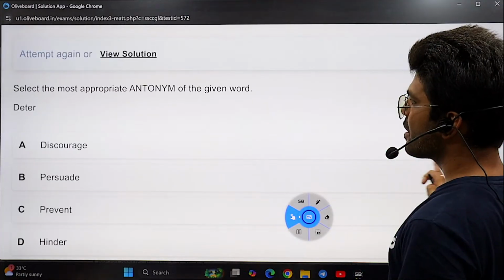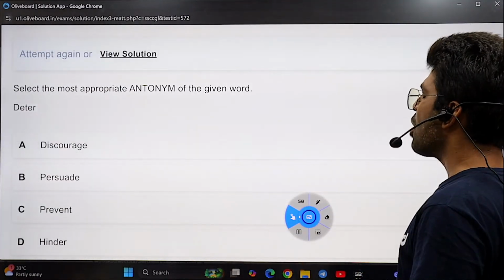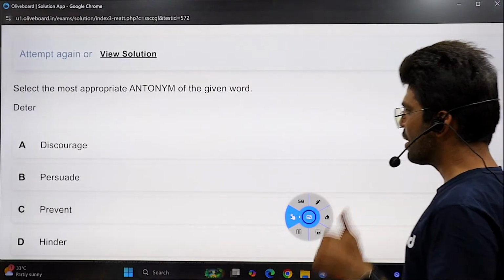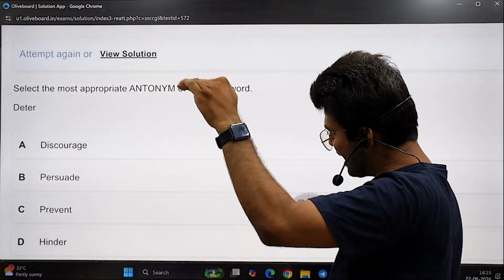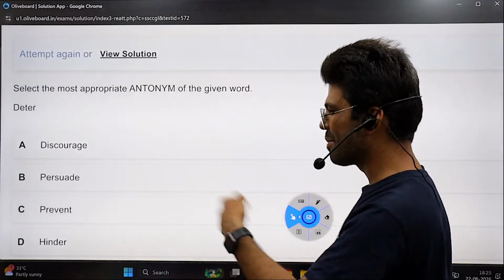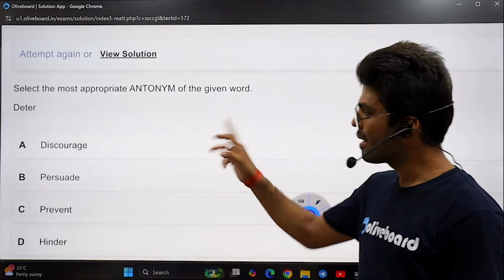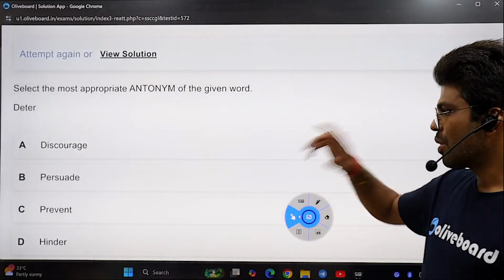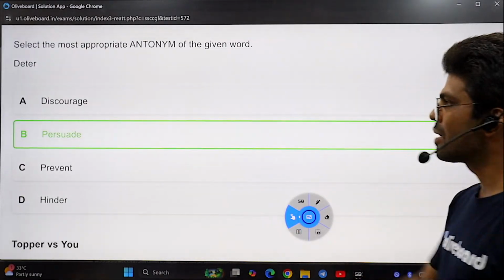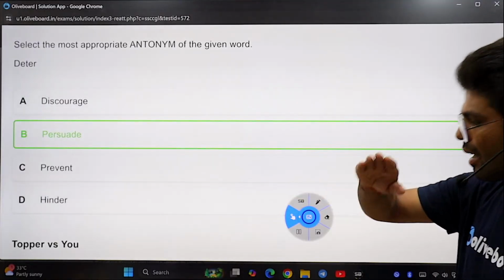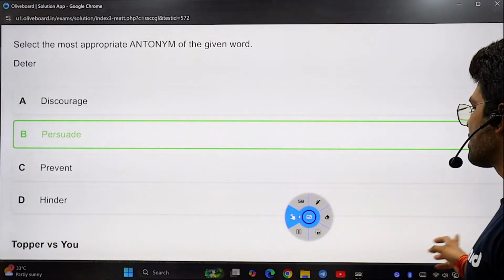Deter is to stop from progressing. So discourage is a synonym. Prevent, synonym. Hinder, synonym. Persuade, antonym. The rest of those are synonyms, so that has to be the only antonym. And yes, that goes the opposite way. Deter: stop from progressing, some restriction in between, hindrance, prevent, prevention, or discourage.